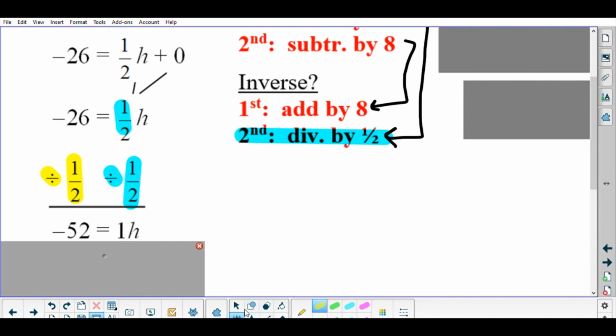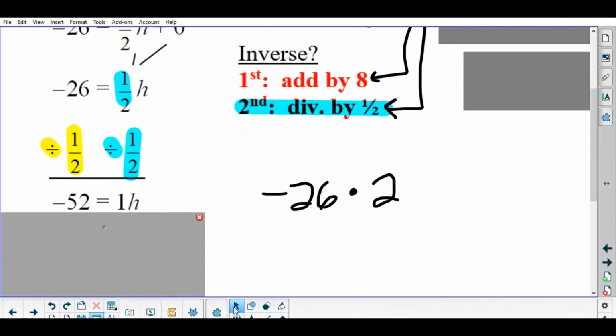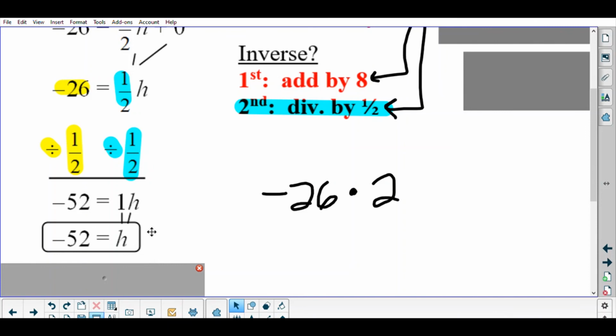Now, if you're like, what are you talking about, Mr. Underkoffler? I will tell you exactly what I'm talking about. You might have learned before that division is the same as multiplying by the reciprocal. Therefore, negative 26 divided by 1/2 is the same as multiplying by the reciprocal of 1/2, which is 2 over 1, or just 2. And that is how you get negative 52. You don't believe me? You can punch that into a calculator. I'm talking about punching in negative 26 divided by 1/2. I guarantee you it will give you negative 52. And then 1 times h is the same as h. And that is how you get the final answer here of negative 52 equals h.